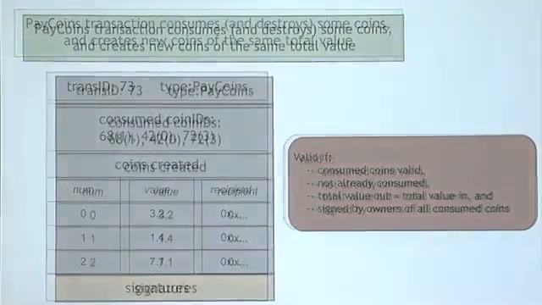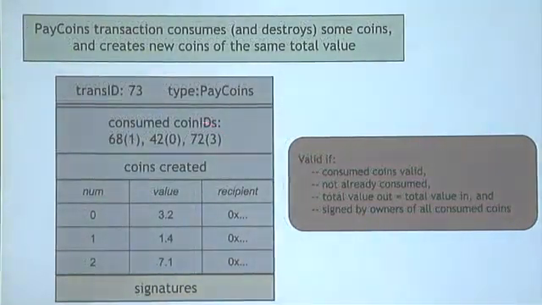We have here a list of the coins that this one consumes. All of these coins are being consumed and destroyed by this pay coins transaction. So we're going to add up the value of all of those coins, and then we're going to create a bunch of new coins, down here 0, 1, and 2, etc., just like before in the create coins transaction. Each one has a value. Each one will belong to a certain recipient. And those new coins had better add up to the same total value as the coins that we consumed.